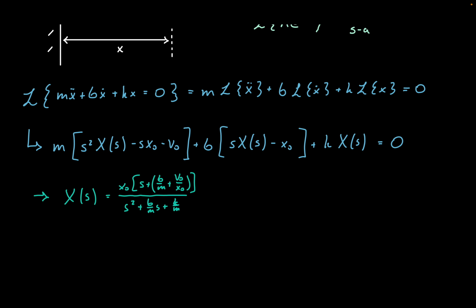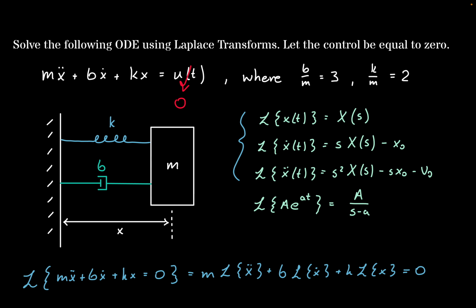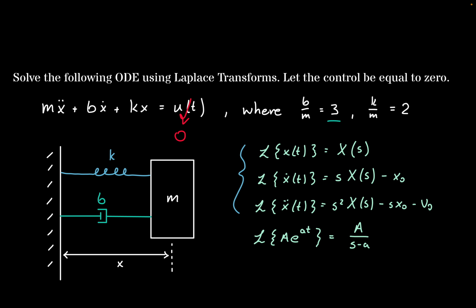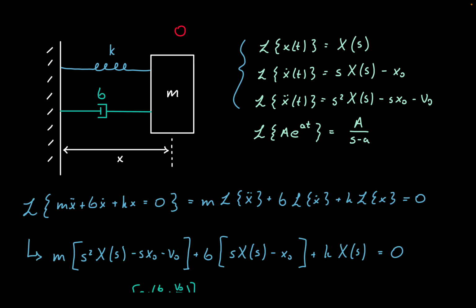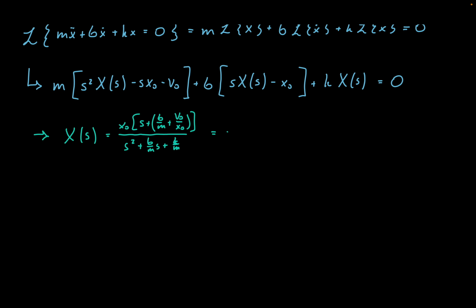Now, what we can do is use the constants that we defined above. So where we have b divided by m is 3 and k divided by m is 2, we can plug those in. So then we will get x naught times s plus 3 plus v naught divided by x naught, all divided by s squared plus 3s plus 2.